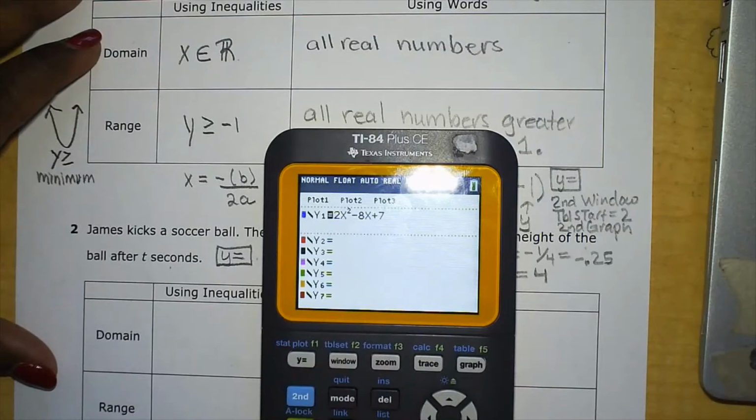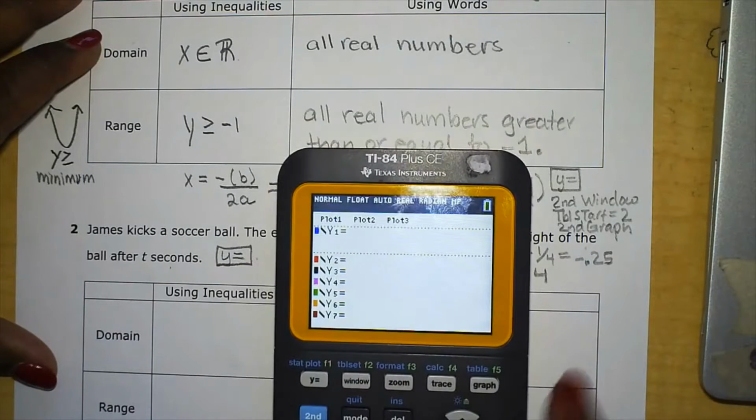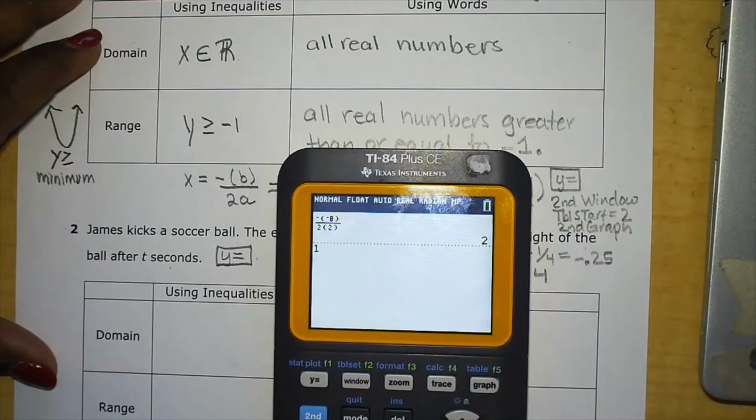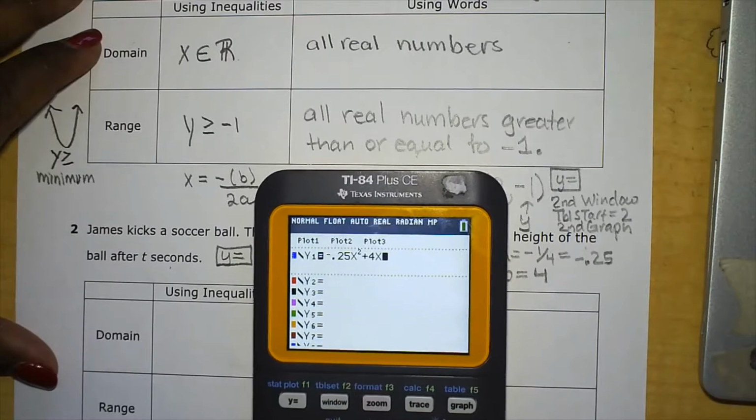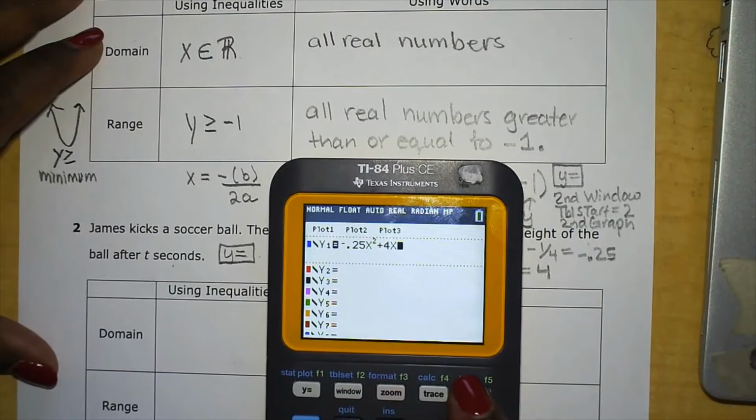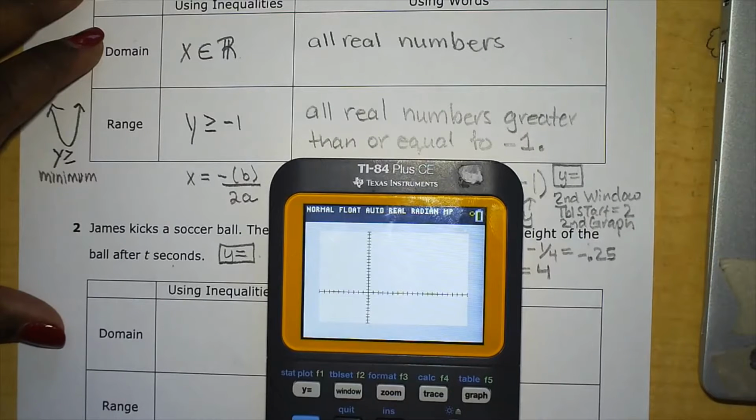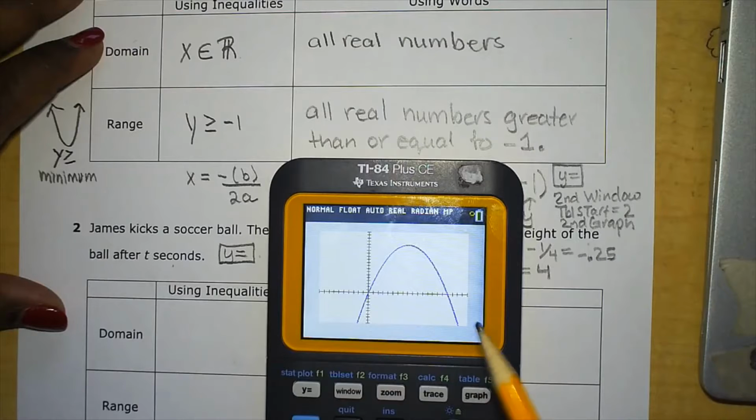Y equals, and we're going to put in a negative 1/4. How do I know 1/4 is 0.25? 1 divided by 4 is 0.25. So I'm going to put a negative 0.25 x squared plus 4x, and I'm going to press graph. Notice the A value is negative, so here is my graph.